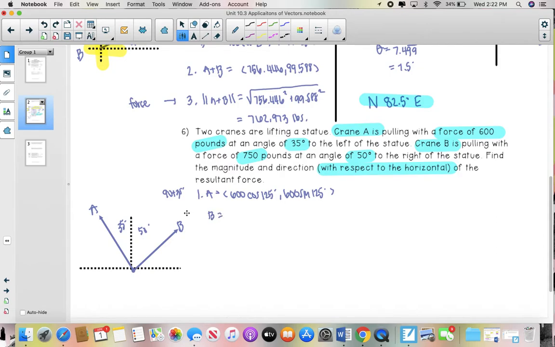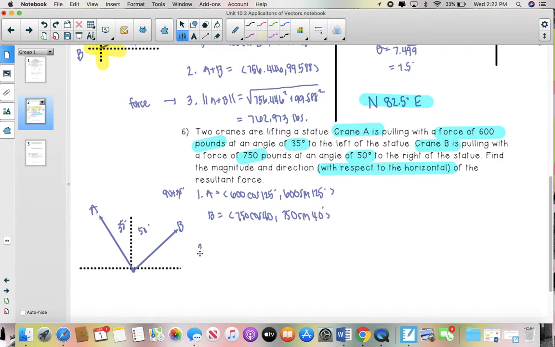All right, now we have to figure out B. B is a little bit easier because we just have to figure out what this angle is. So we have 750, it's a little easier math, and to make up the 90 degrees with 50, the leftover is 40. So we have cosine of 40 degrees and 750, and sine of 40. How many mistakes can I make on all your videos today? We're going to find out.